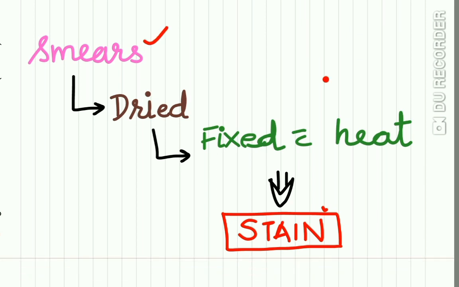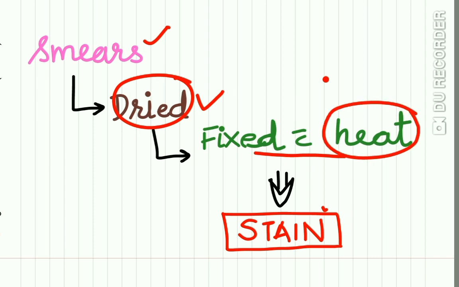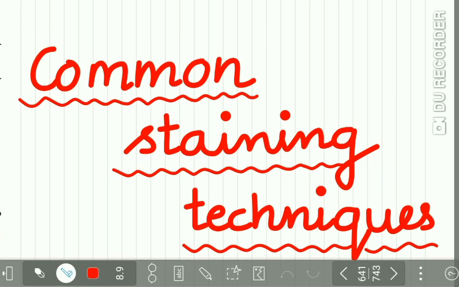The smears which are made from bacterial culture are first dried and then fixed by heat. This heat coagulates the proteins in the bacterial cell and fixes the bacteria on the glass slide. Now, this fixed slide is then stained with appropriate stains.